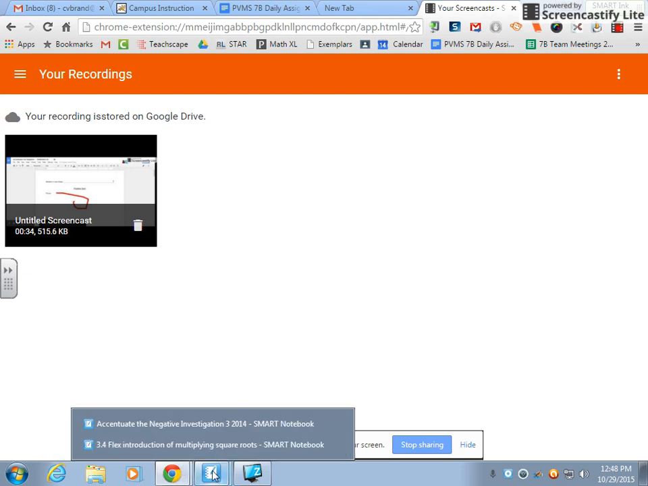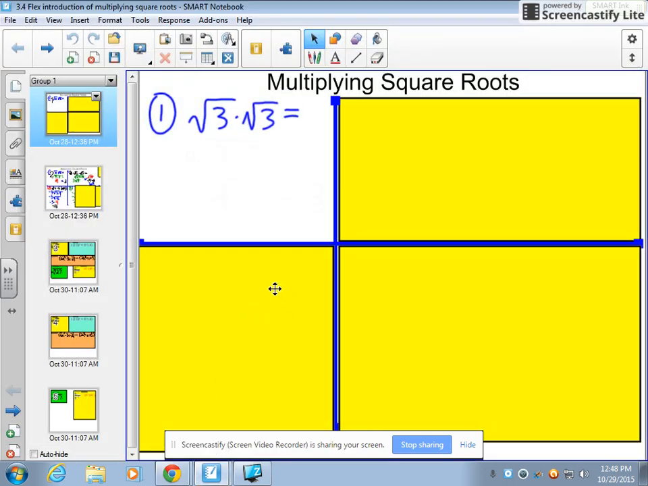Don't you just love square roots? Well, luckily enough for you, today we're going to work on multiplying square roots.